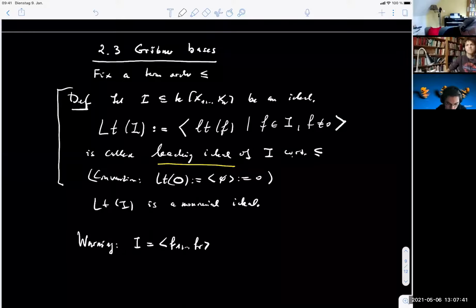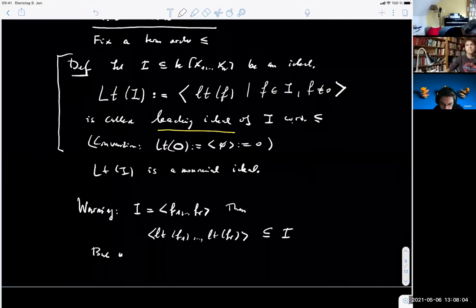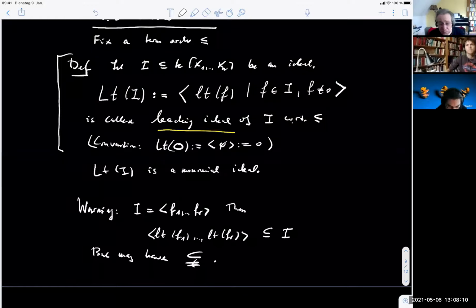Okay, then. What is clear is that if I look at the monomial ideal generated by the leading terms, clearly this is contained in I. We may have strict inequality. So computing the leading ideal is not obvious. You cannot just start with any generators and take the leading terms of the generators. It will not be enough.